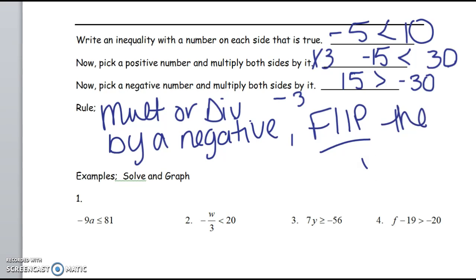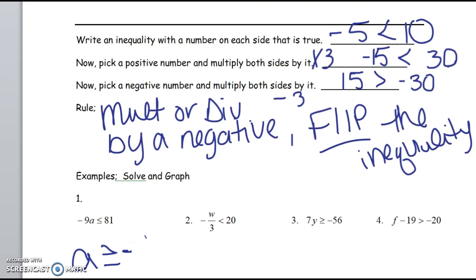Inequality. So very quickly, I'm going to run through these. At the bottom, you're going to divide by -9 on number 1, which means it is going to be greater than or equal to 1 divided by -9 is -9. Flip the symbol. Number 2, I'm going to take that negative out in front and put it with the 3, and I'm going to multiply both sides by -3.